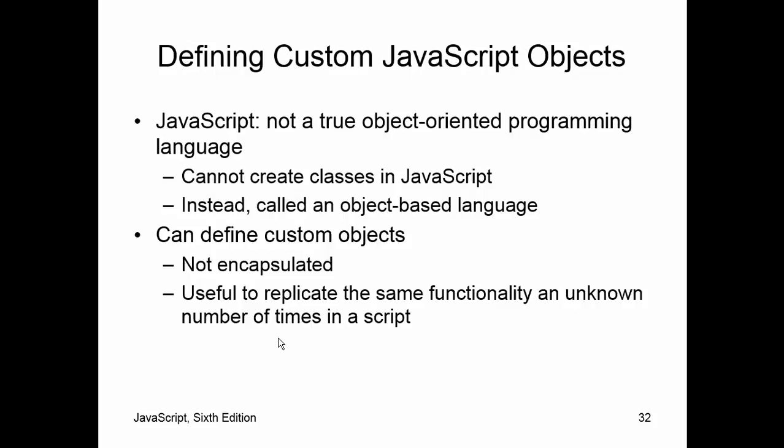Then let's get to what's new. And that is, we may want to create our own objects. All right, so starting on page 490 in the book, they start to talk about building your own custom JavaScript objects. All right, so notice, unlike Java and unlike C# and some other object-oriented languages, JavaScript, as we mentioned, is not a true object-oriented language. You don't create classes in JavaScript. You create objects because it's object-based. All right, you can define custom objects.